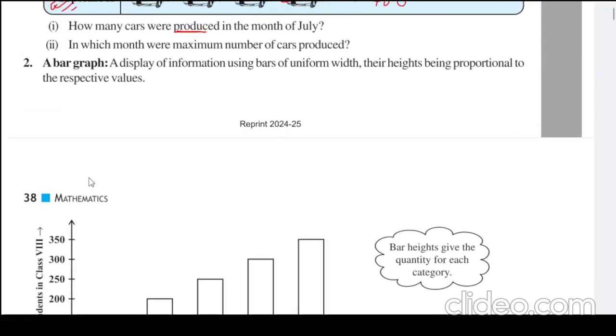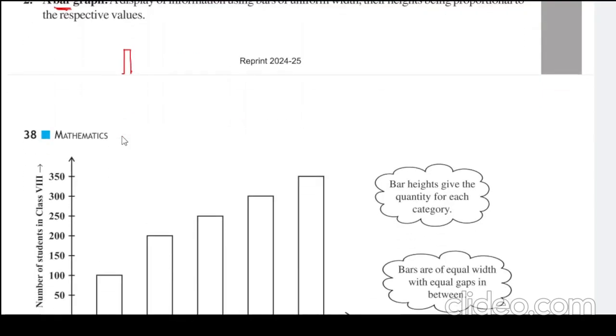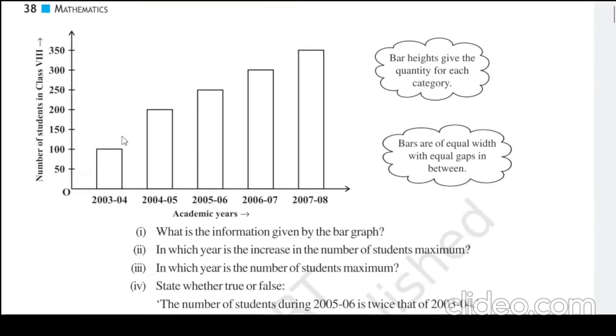Bar graph, as the name suggests, the bars, not those bars, these bars. It is the display of information using bars of uniform width and height being proportional to respective values. So bars of uniform width are used and the height is proportional. You can see the width is constant. So these are vertical bars. We can also represent them in the form of horizontal bars.